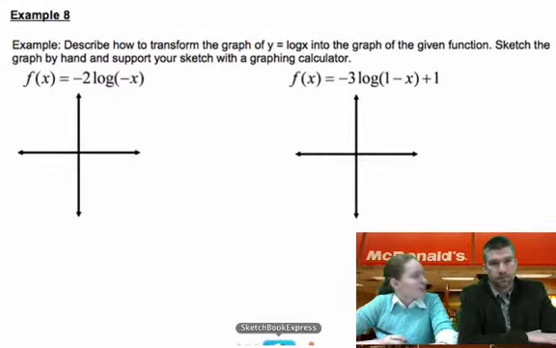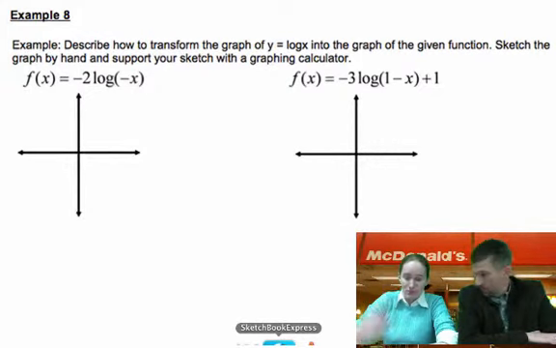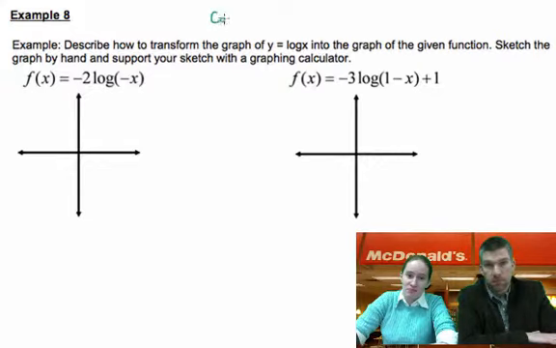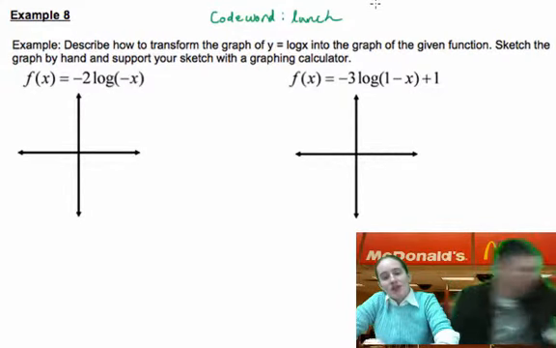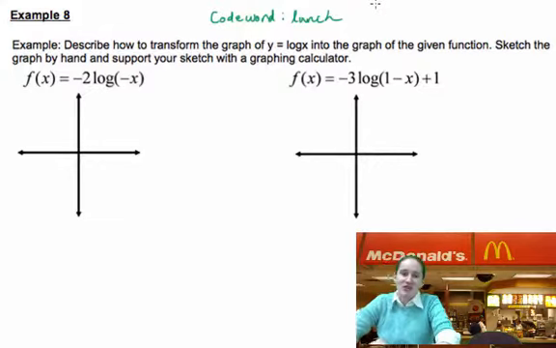Example 8. Hey, you know what we haven't had? Lunch. True, but I meant a code word. Code word lunch. Okay. So, code word lunch. Man, lunch. I think I've just lost Mr. Hazelwood to lunch. All right, example, but as long as he doesn't lose his lunch.